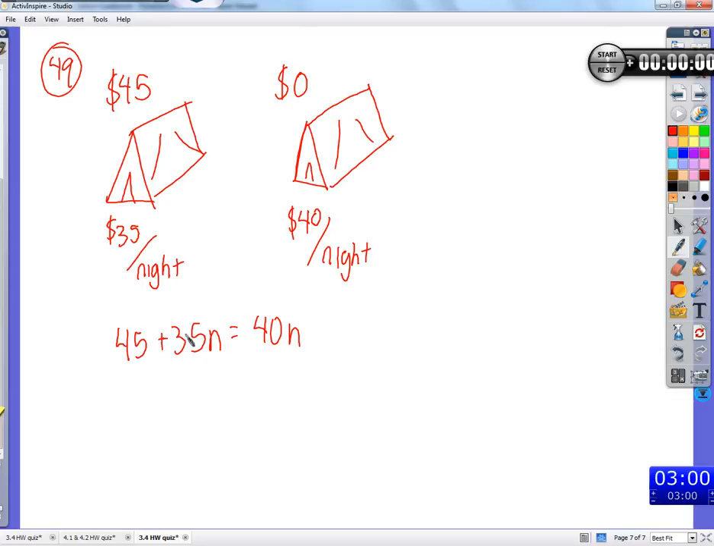We start off with $45. We add $35 times however many nights. For one night, we're going to have $35. For two nights, we're going to have $70, and so on. So we'll subtract 35n from both sides. 45 equals 5n. Divide by 5. n equals 9. You see, these guys are spending $5 more per night than these guys. So if they wind up staying there for 9 nights, they wind up paying that $45 anyway. That's another way of looking at it.